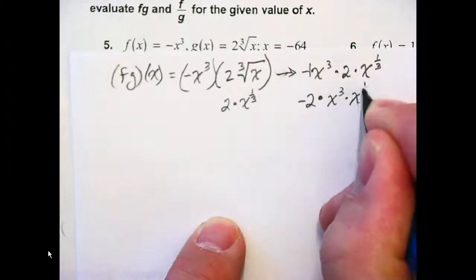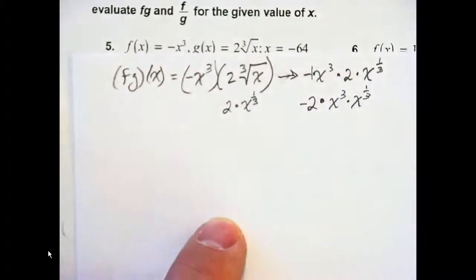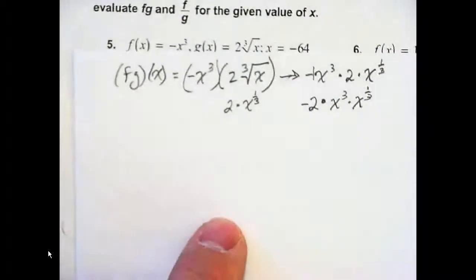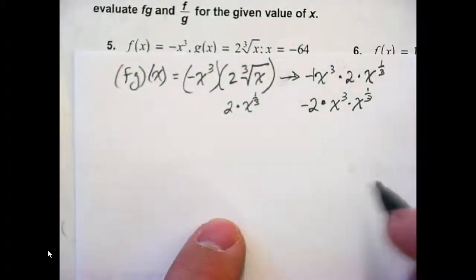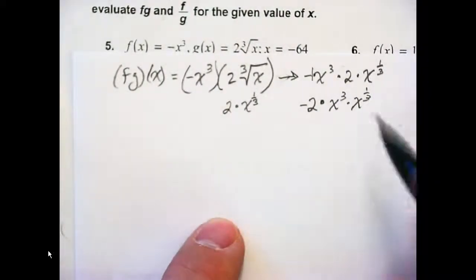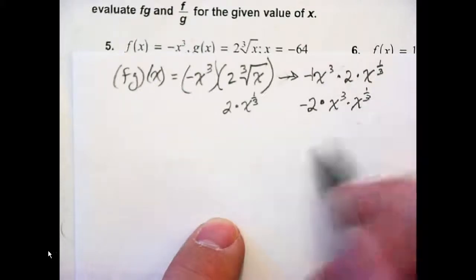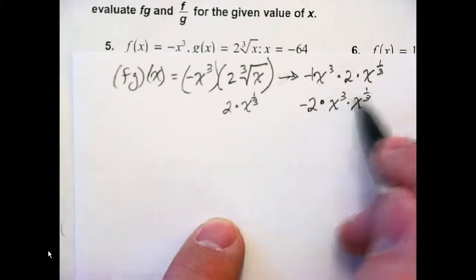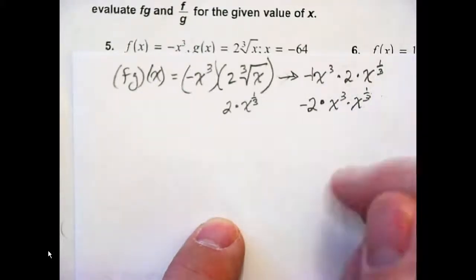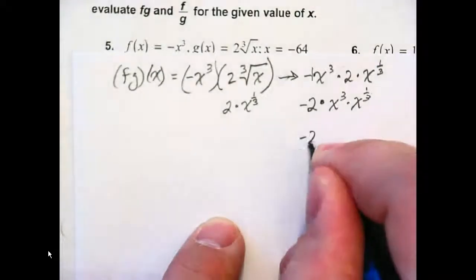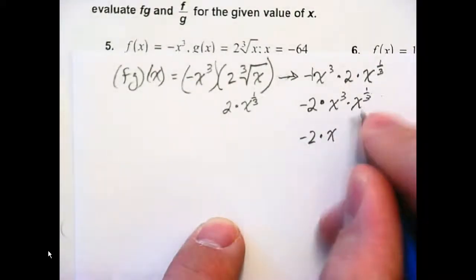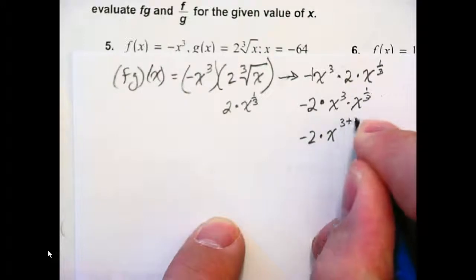The common mistake that's made right there is students just go, yep, that's x to the first, and they move on with life. Okay, that's not x to the first. When you combine powers with the same base, what do you do to the powers? You add them. Okay, so this is negative 2 times x to the 3rd plus 1/3.